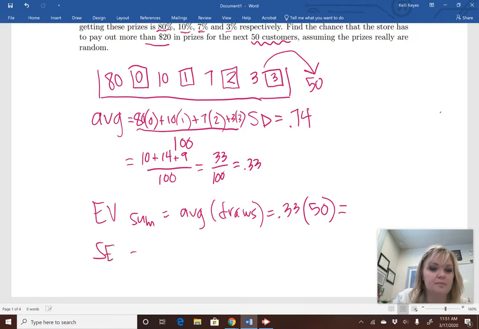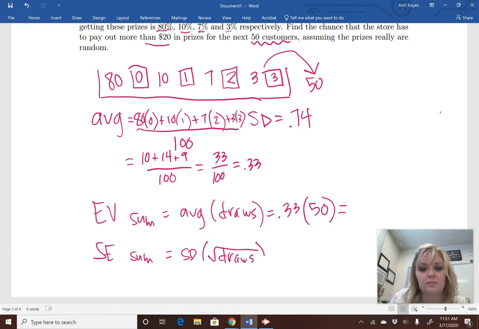SE sum formula is the SD of the box times the square root of the draws. So then the SD of the box is 0.74 times square root of 50. So I'm going to pause for a second to plug these in. Hopefully you're plugging them in too with me.